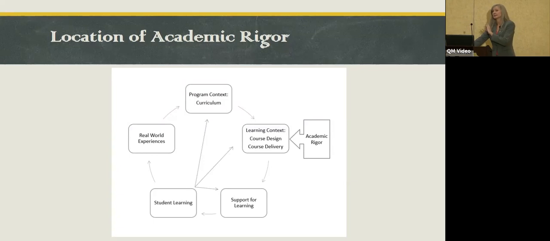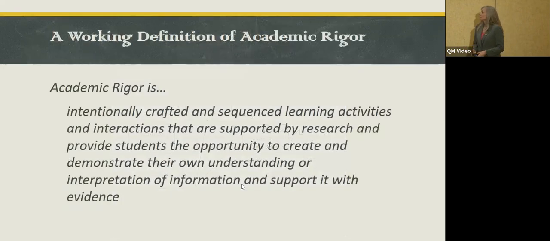Putting academic rigor in this context led to a definition of academic rigor based on current research that is giving a nod to both what the teacher does and what the students do. For the teacher side of it, we have intentionally crafted and sequenced learning activities and interactions that are supported by research. Then for the student side, students have the opportunity to create and demonstrate their own understanding, but then more than that, supported with evidence.